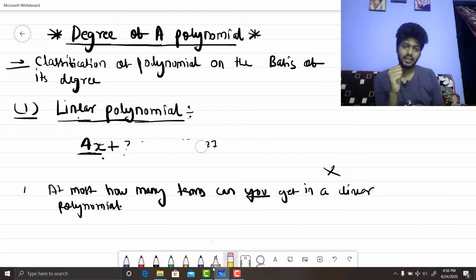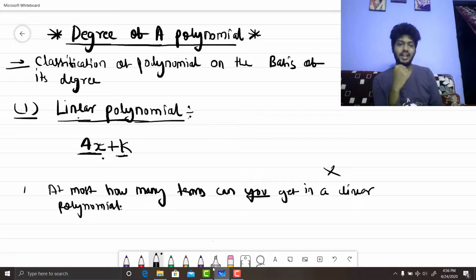So let us suppose you add any constant. I am writing that constant as k. K can be any constant. So what more can you add? Now you can't add any more numbers. That's how you get the general form of a linear polynomial, and it is written in books as ax plus b, where a is not equal to 0.